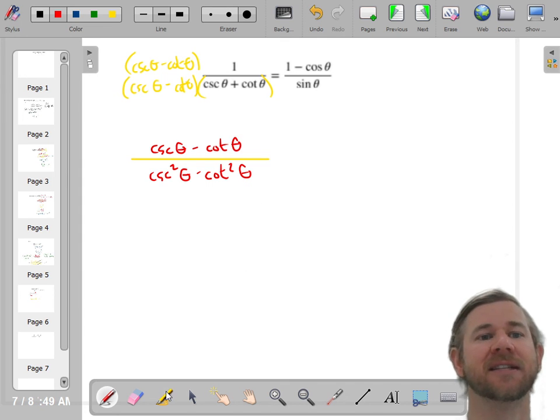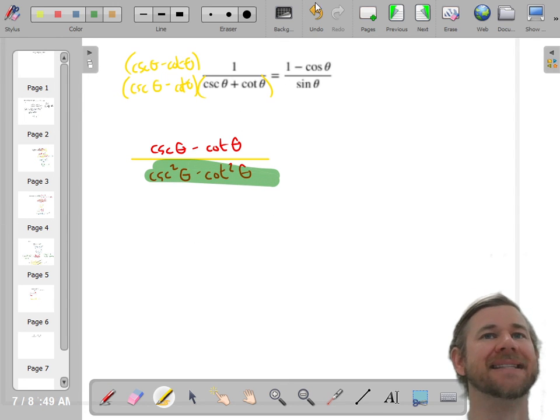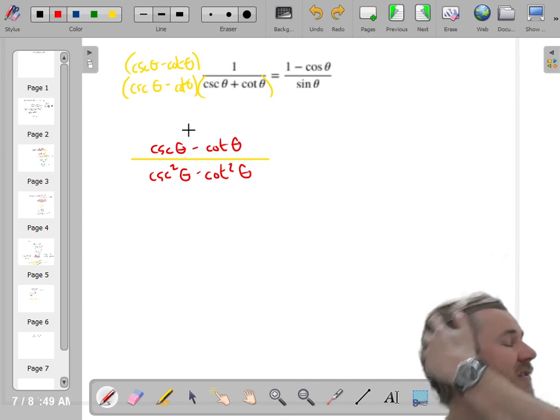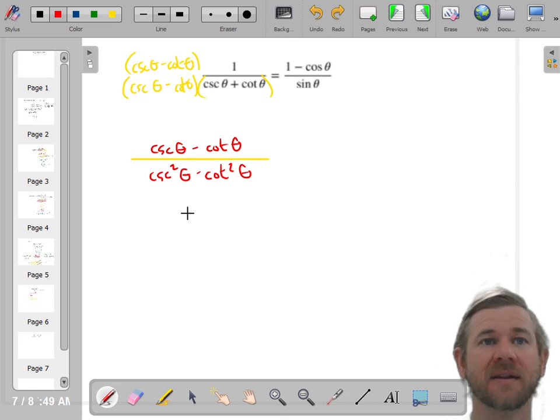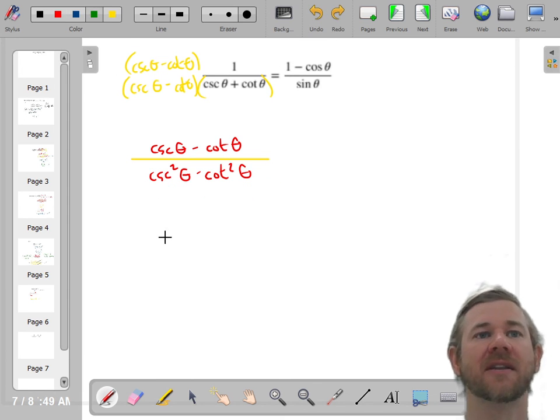Now the trick to this one, the thing that makes it easy, is right here. That's a Pythagorean identity. If you have cosecant squared minus cotangent squared, that's 1. So this is 1 because of an identity that we know. So really now what I have is cosecant theta minus cotangent theta.